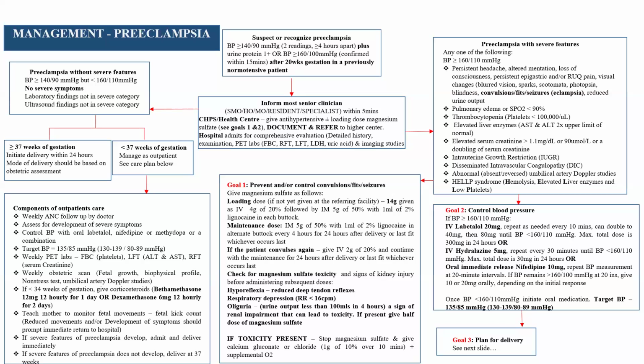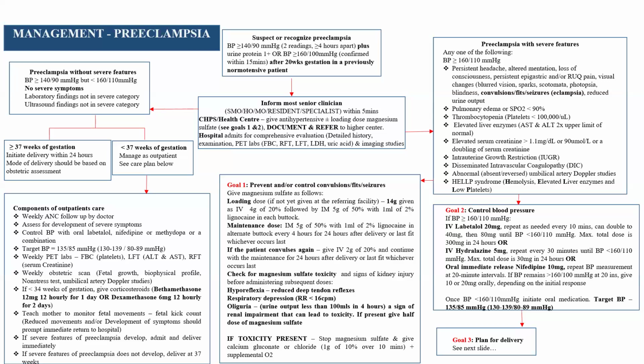The maintenance dose is IM 5 grams of 50% with 1 ml of 2% lignocaine in alternate buttock every 4 hours for 24 hours after delivery or last fit, whichever occurs last. If the patient convulses again, we give IV 2 grams of 20% and continue with the maintenance for 24 hours after delivery or last fit, whichever occurs last. You check for magnesium sulfate toxicity and signs of kidney injury before administering the subsequent doses, because the kidneys are the only organs for excretion of magnesium sulfate.